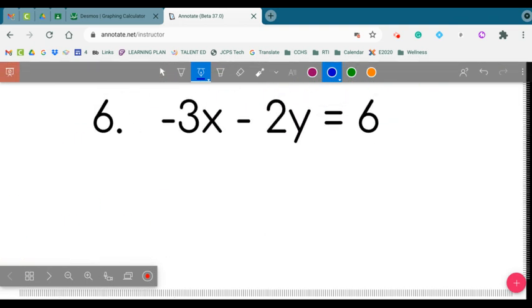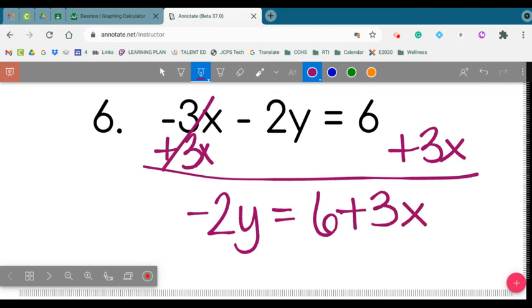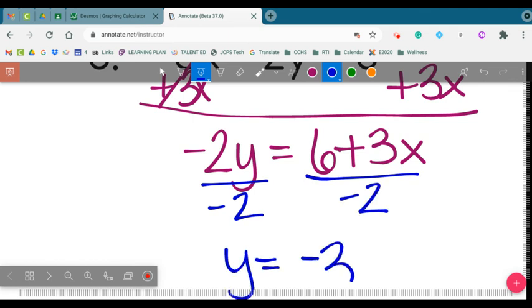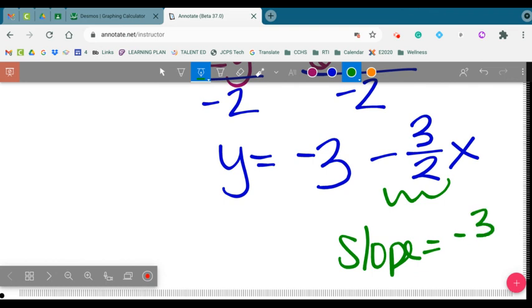Next one, negative 3x minus 2y equals 6. So we're going to add 3x to both sides. We get negative 2y equals 6 plus 3x. And I'm going to divide both sides by negative 2. So you get y equals 6 divided by negative 2 is negative 3. 3 divided by negative 2 is not going to simplify, so keep your negative and just write 3 over 2x. So this is my slope, the negative 3 over 2.